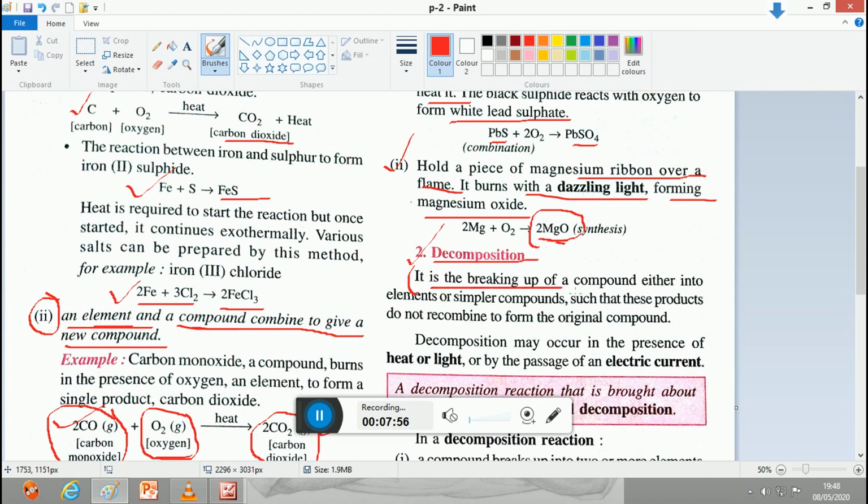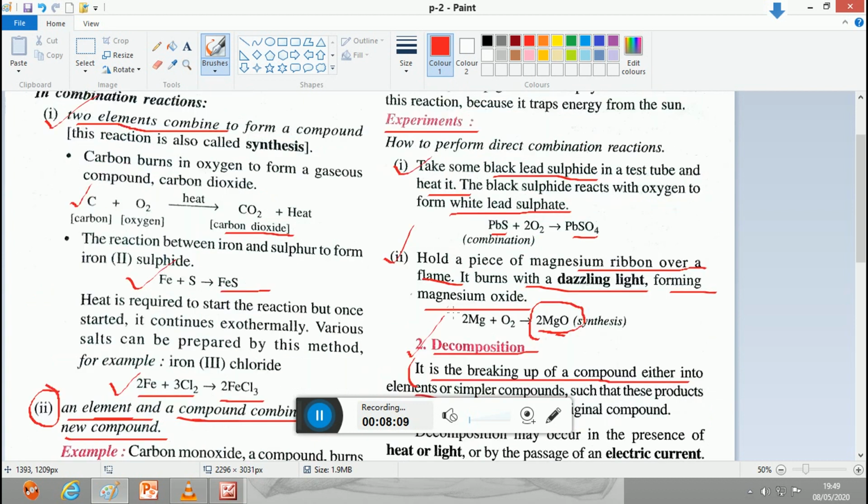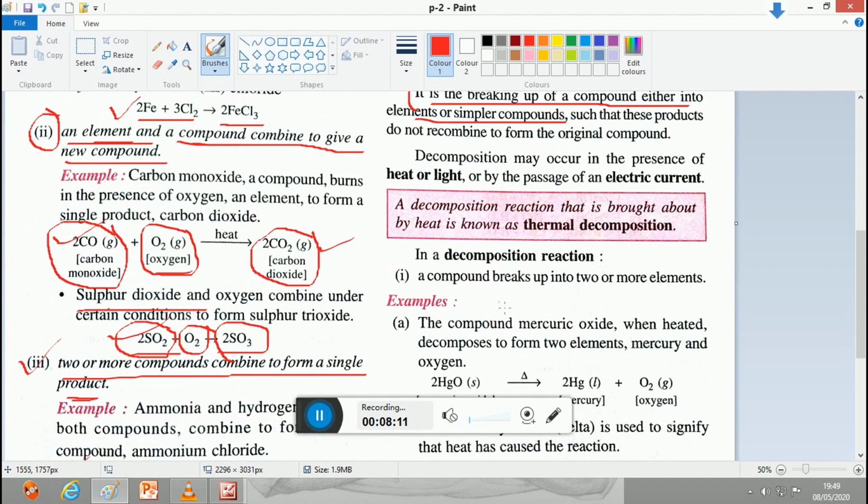It is the breaking up of a compound either into elements or simpler compounds. It is just the reverse of the direct combination reaction. Decomposition reaction may occur in presence of heat or light, or on passage of electric current. If decomposition reaction occurs in presence of heat, it is termed thermal decomposition.